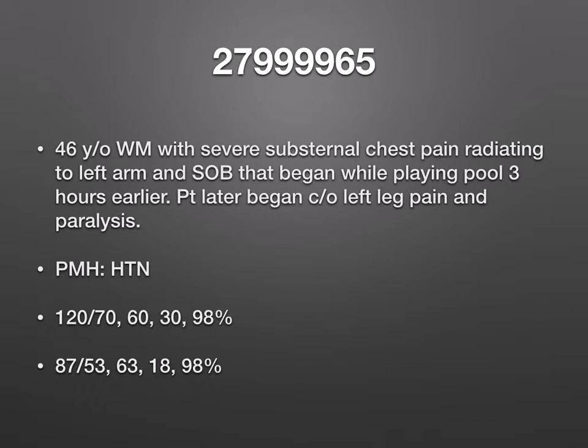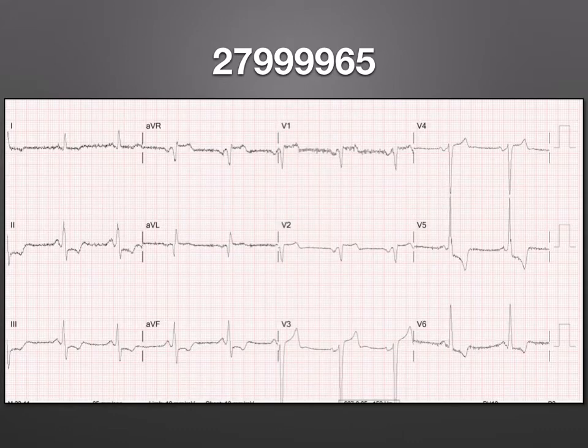So we have to be thinking about dissection here. And if you look, he has a history of hypertension. Those are his initial vital signs, not particularly hypertensive. So you may wonder, well, if you're normally hypertensive and you now have normal blood pressure, does that mean that perhaps you're a little hypotensive? Well, right around the time he started having left leg pain, left paralysis, this is what his blood pressure did. His blood pressure starts to drop. Now, this is very problematic.